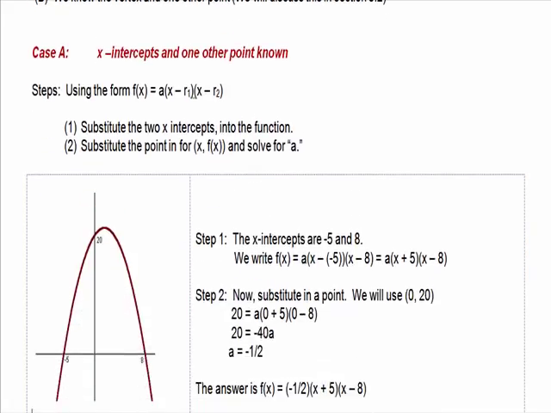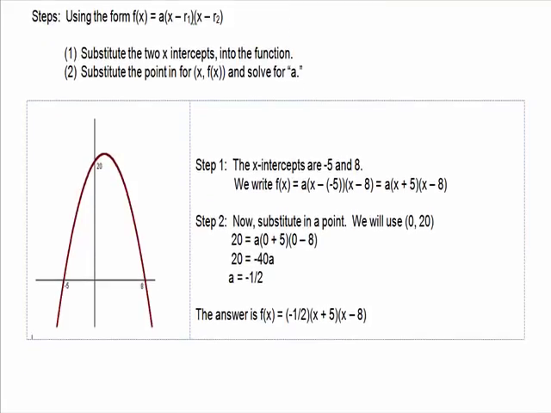Well, we're going to use the form for a quadratic of f(x) = a(x - r1)(x - r2). We're going to substitute in the two x-intercepts into the function for r1 and r2, and then we're going to substitute in the other point that we know for x and f(x), for x and y, and we're going to solve for a. So let's take a look at an example.